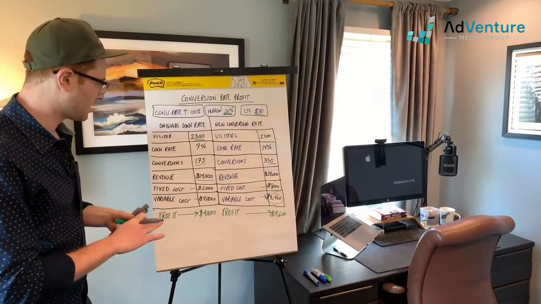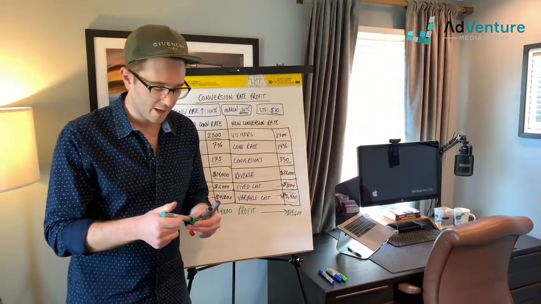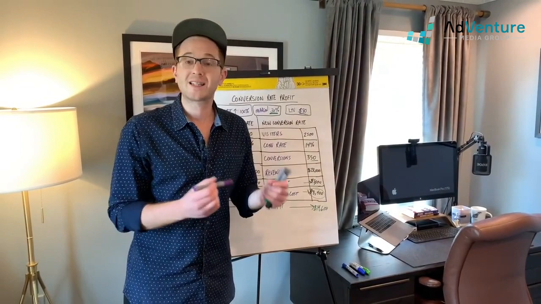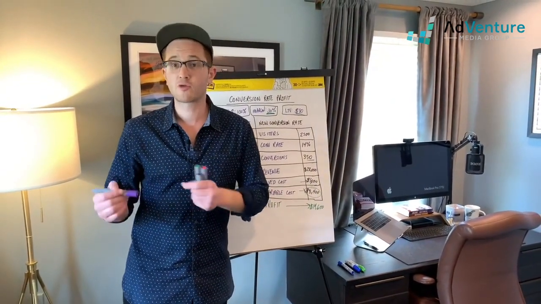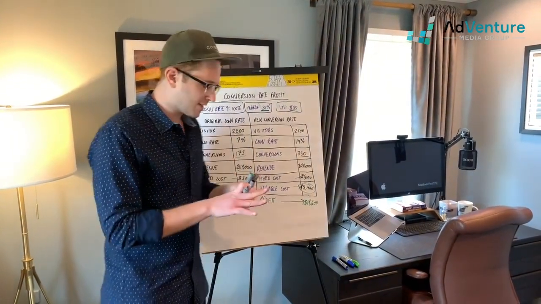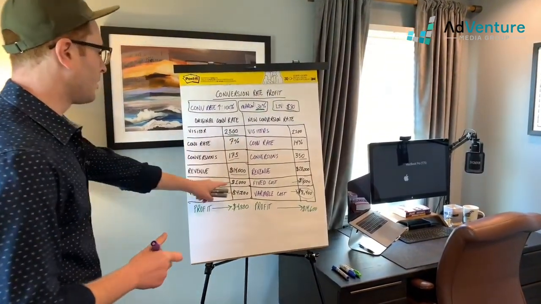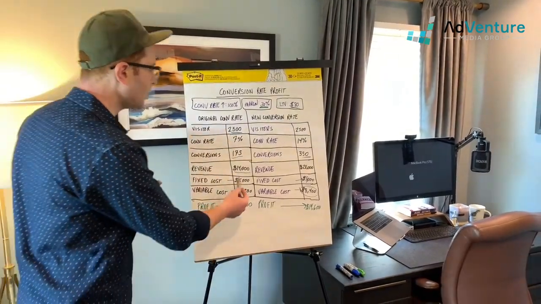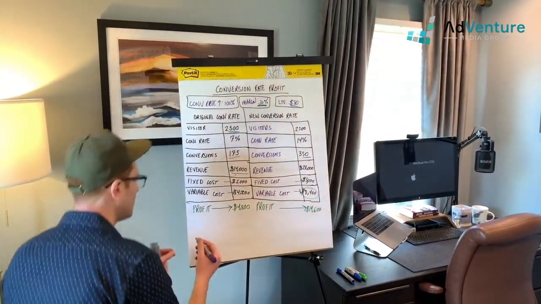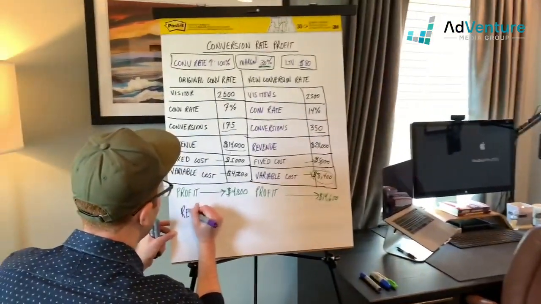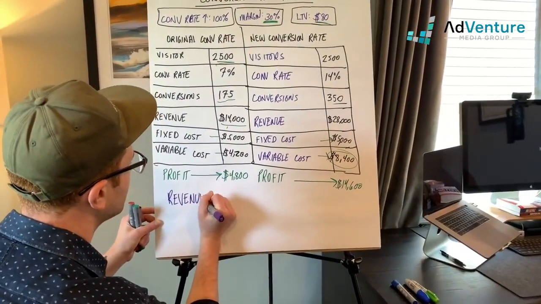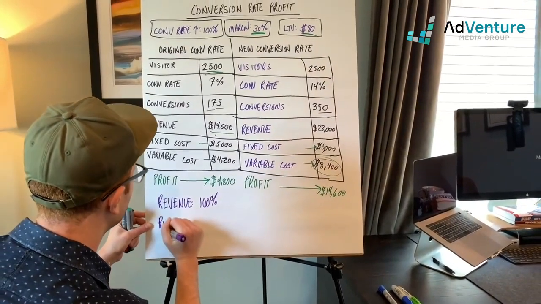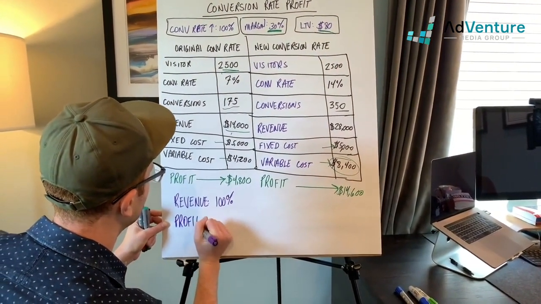Now, how much did we increase? I remember when I started this off, I told you that profit is more sensitive to conversion rate improvement than revenue is. So let's take a look at how much revenue increased, okay? What percent increase did we have? Revenue went from 14,000 to 28,000, okay? So revenue increased how much percent? 100% increase in revenue.